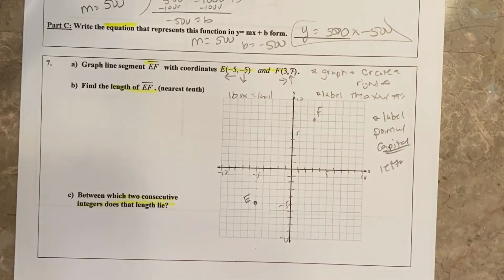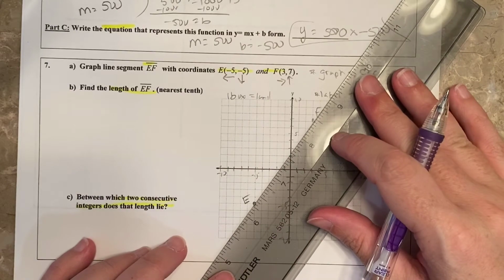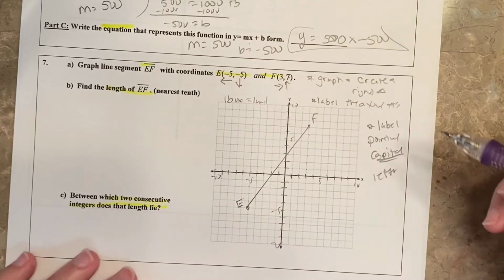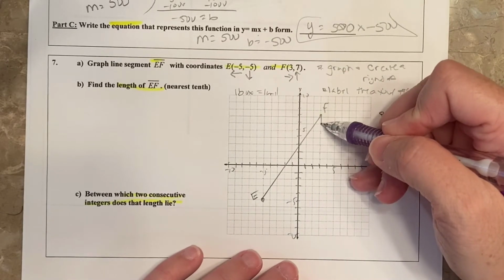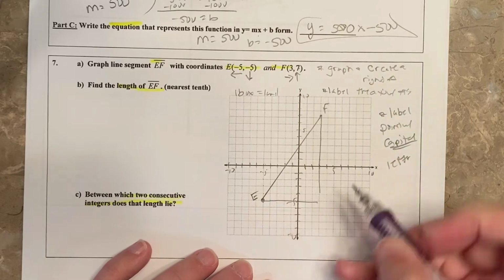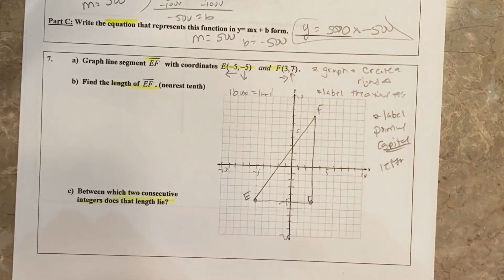Okay, so what you want to do now is use that straight edge again, and connect these dots. And then essentially what you're going to do is make that right triangle. So you bring this line down, and you bring this line straight over, and then where they intersect, put another dot, and that's going to create your right triangle.